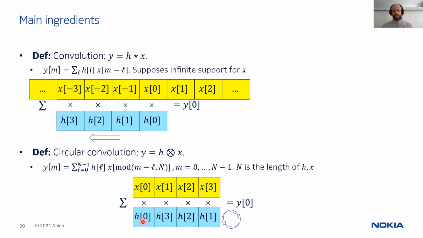So if you wrap it around, you have H0, and then you wrap H1 at the bottom, and then you go backwards. Then you do the same thing: you multiply element-wise and then you sum, and you get Y0. You see the difference between the two. Then in order to get Y1, you shift it by 1. So H0 goes here, here goes H3, here goes H2, and H1 circularly goes to the first position, and so on. And why is this circular convolution important for us?